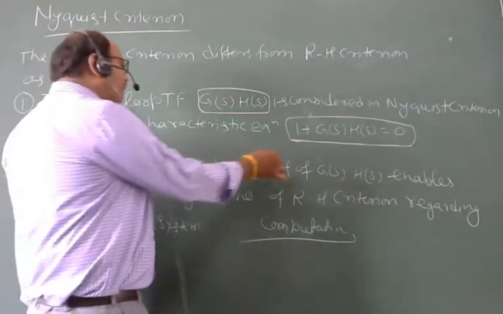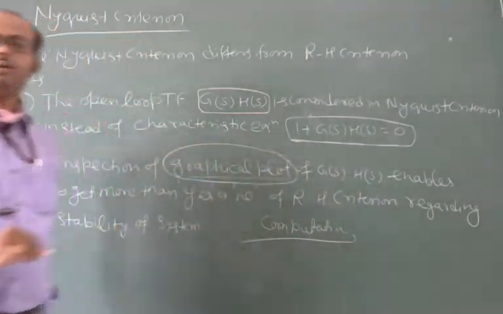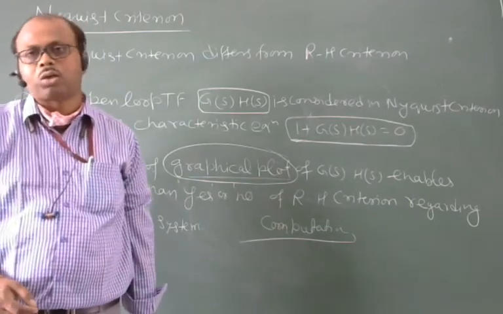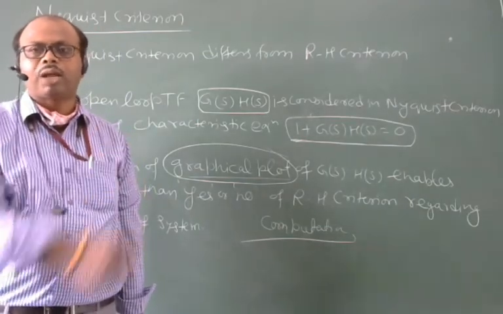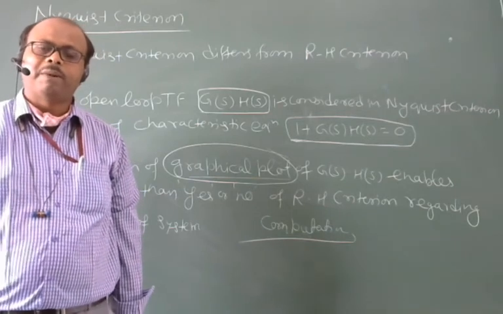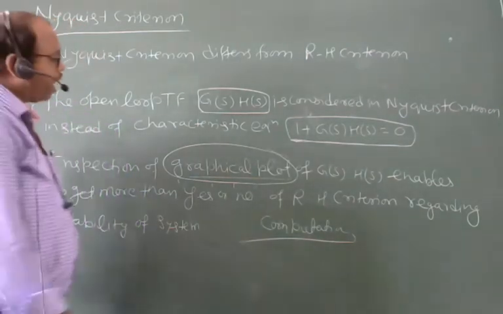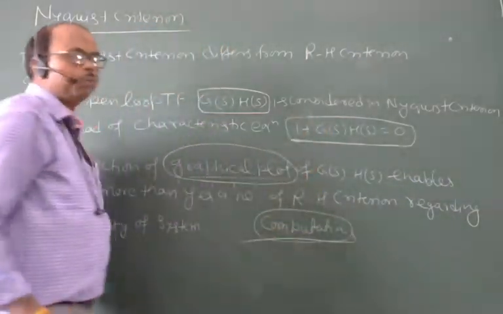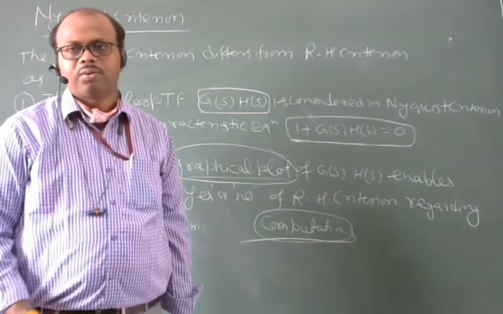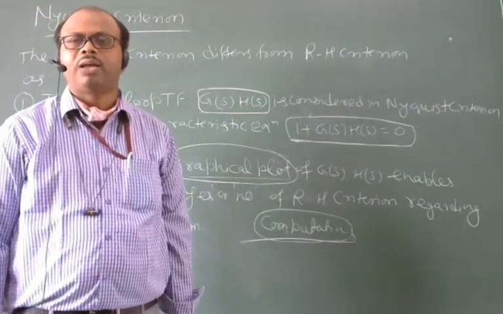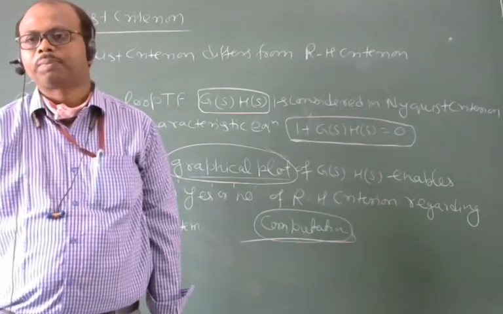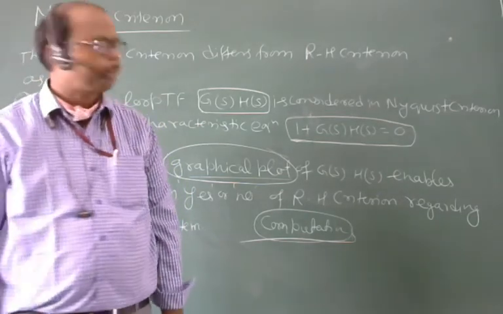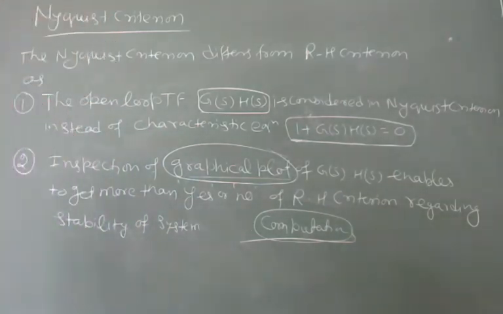By observing only the graphical plot, we can say whether the system is stable or not in the case of Nyquist criteria. But in the case of RH criteria, we have to concentrate on the computation to identify whether the system is stable or not. So these are the two points where Nyquist criteria differs from RH criteria, the Routh-Hurwitz criteria.